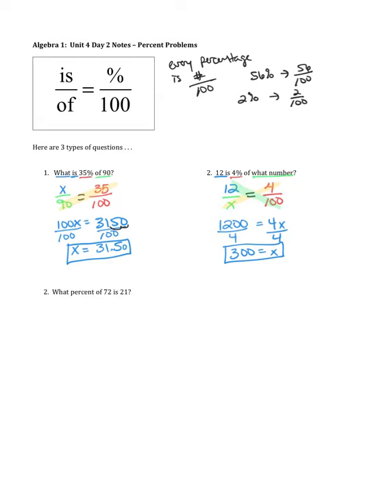Now this one, okay, is it weird? I don't know. Let's figure it out. What percent of 72 is 21? There's my is. There's my of. Equals, and we don't know the percent. So that's the x, but it's still over 100. Your percent number is always over 100. And we want to cross multiply again.